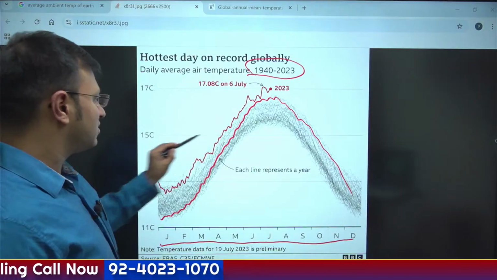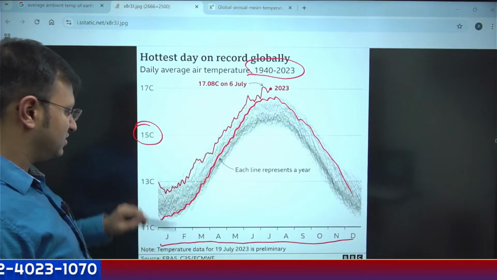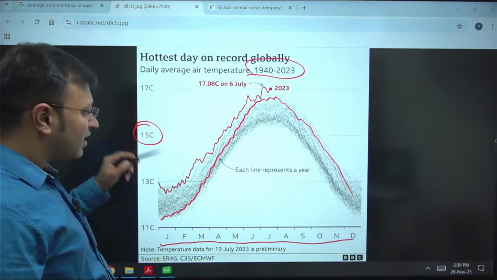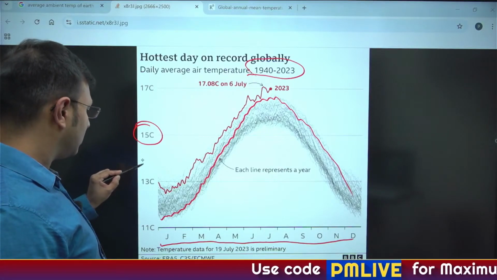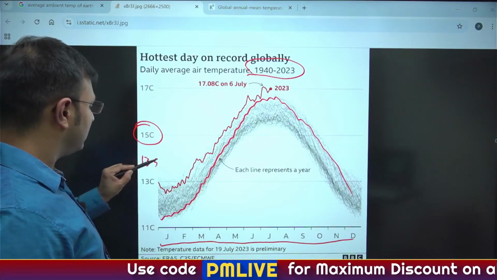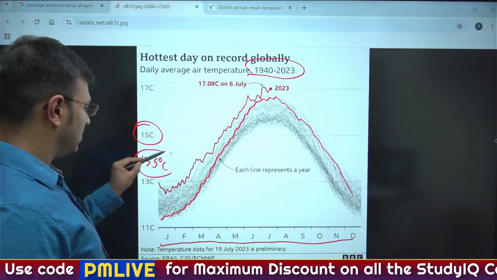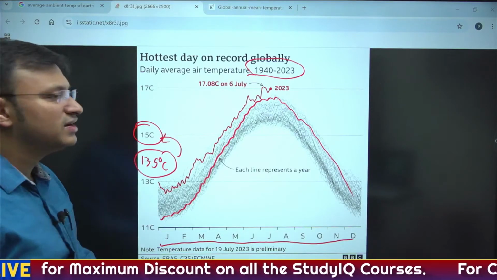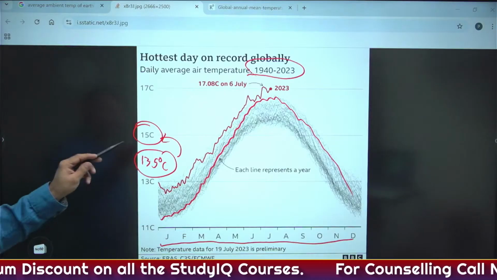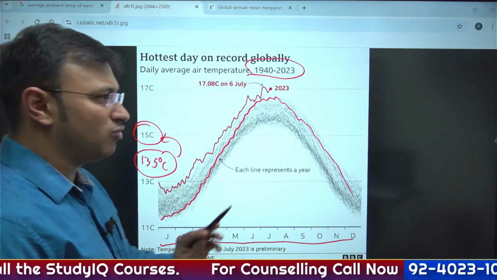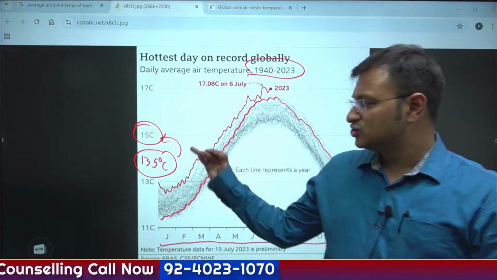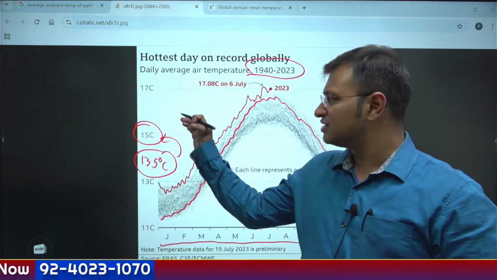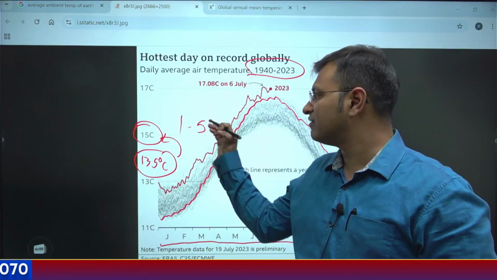If you average out, the average is close to 15 degrees Celsius. Prior, the average was around 13.5 degrees Celsius. Now, the average is close to 15 degrees Celsius. So, on an average, if I'm talking about how much the earth has warmed in the last 100 to 150 years, earth has warmed by roughly 1.5 degrees Celsius.